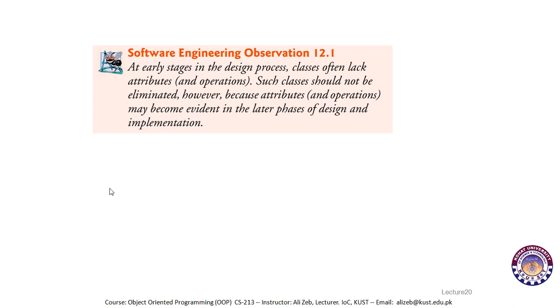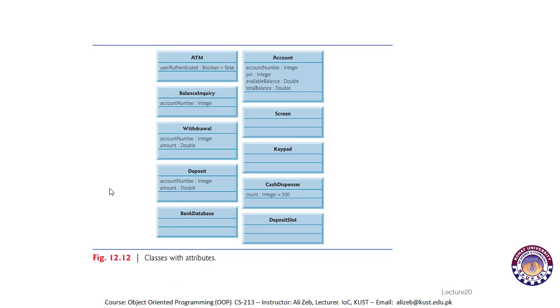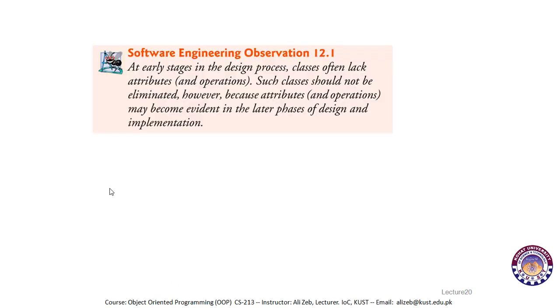At early stages in the design process, classes often lack attributes and operations. Such classes should not be eliminated, however, because attributes and operations may become evident in the later phases of design and implementation. So, although some of these classes do not have any attributes at the moment, we should not be eliminating them, since with further analysis and once we start our implementation of the system, we might be able to identify the attributes and operations of these classes.